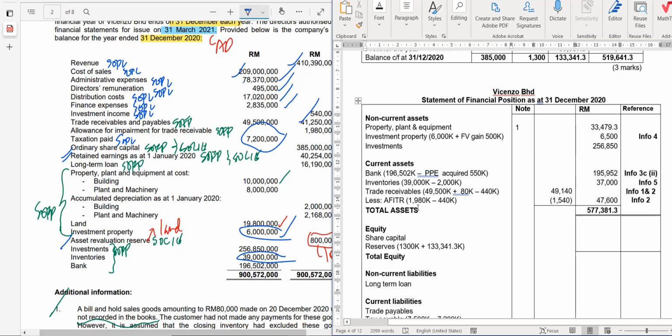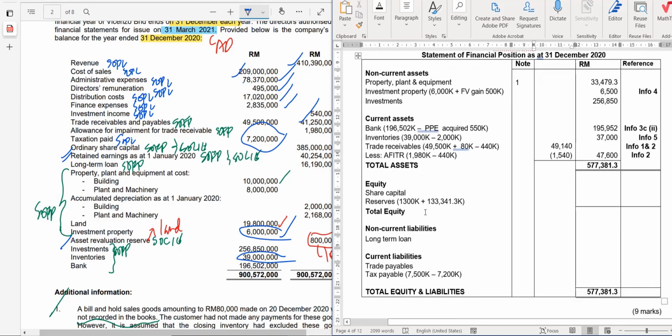For the allowance for impairment, the amount would be 1540, which is the balance given there, 1980, and the bad debts written off that you have removed from the allowance. There are no new estimation for the expected credit loss that has been done. If there are any information, you should also include.